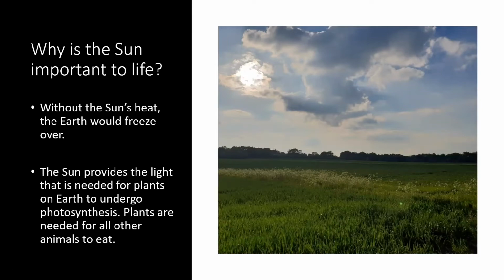So we need heat. We also need the light from the sun. It's a bit more complex. The sun provides the light needed for green plants to undergo photosynthesis. You may study that in school. All animals on the Earth, including us, rely on plants. We rely on them for oxygen, from photosynthesis, and we rely on them to eat as well. That's why we need the sun's light and the sun's heat.